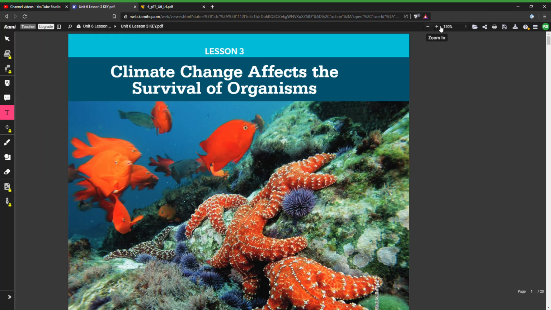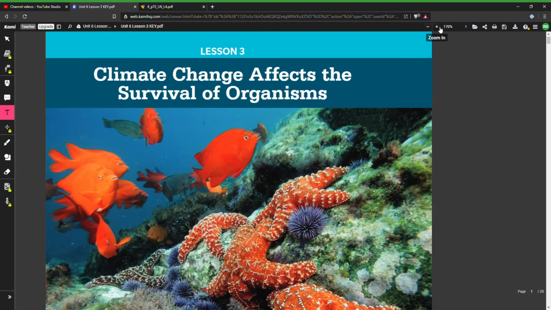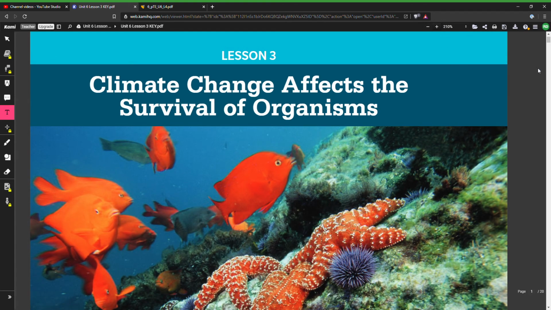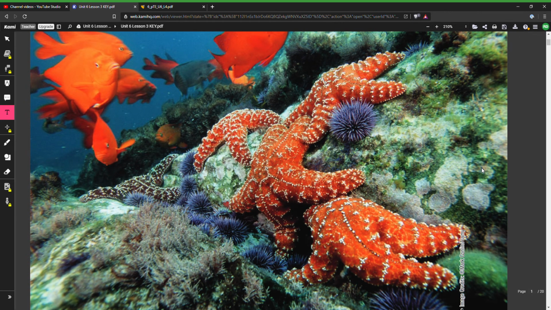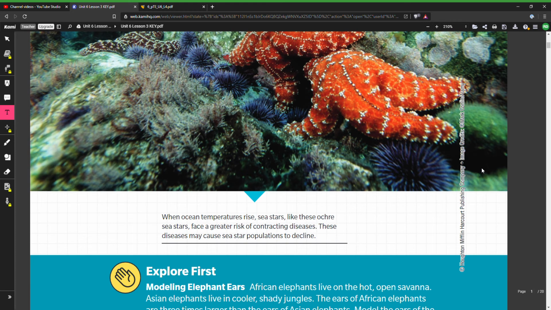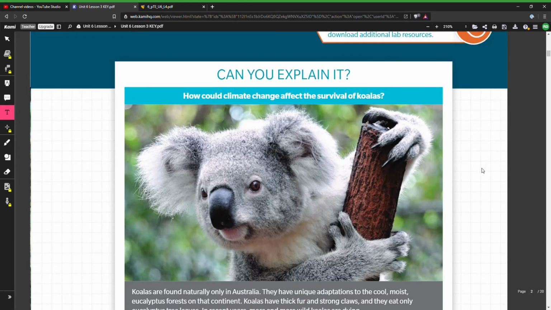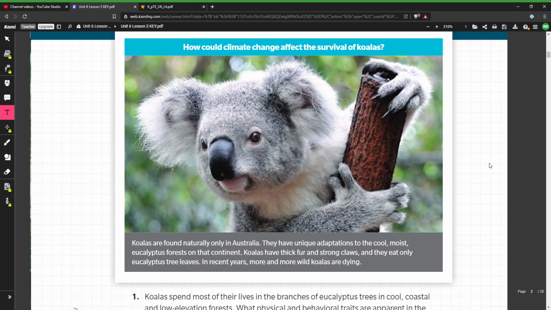Alright, this is Unit 6, Lesson 3. I'm going to try and go through this one a little bit quicker because we've spent a lot of time talking about climate change throughout the year. Particularly this lesson and the next lesson, I'm going to go through a little bit quicker. It might be a little bit more self-explanatory at this point of the year.